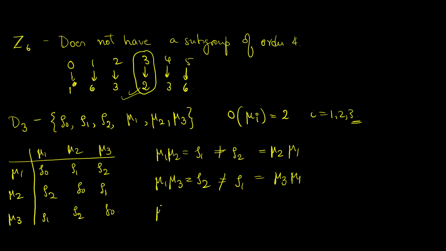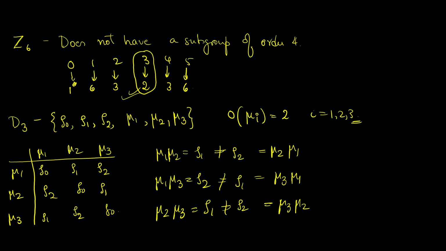Now consider mu2, mu3. Mu2, mu3 is going to be rho 1. And mu3, mu2 is rho 2, which are not equal. So the mu i's don't commute with each other. So the commutativity has a problem. Because of that, the hypothesis is not satisfied, and from that we can say that D3 does not have a subgroup of order 4.